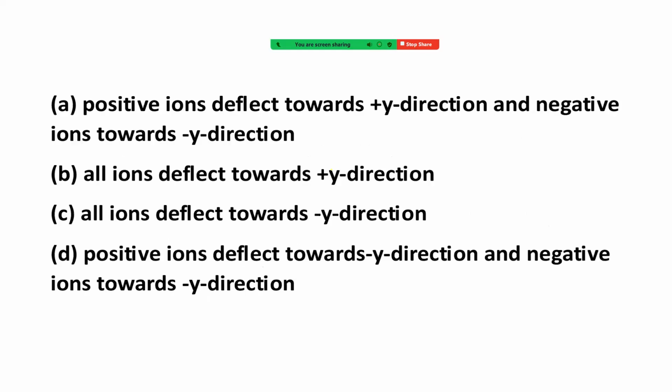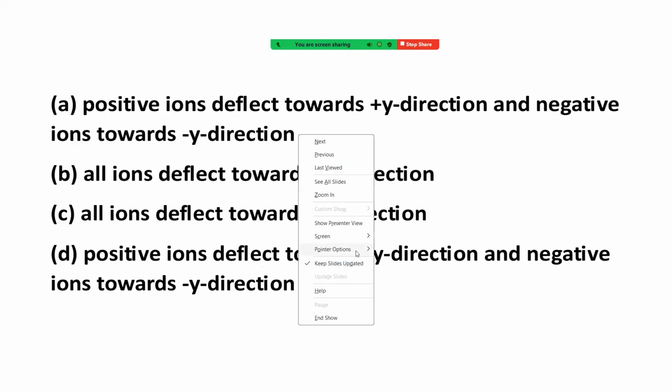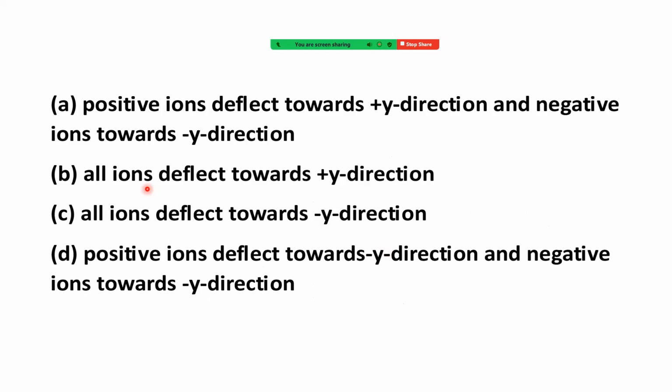Now see the options. All ions deflect towards negative y direction. It is option C.